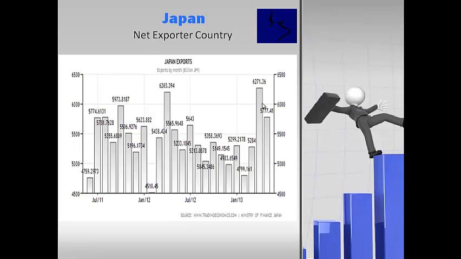Now let's talk about their main export partners. We have China, then the United States and Russia. The United States by itself accounts for about 17%. That's huge. So when they're trading with the United States, what they want is to have a currency lower than the United States, or in this case lower than the US dollar.